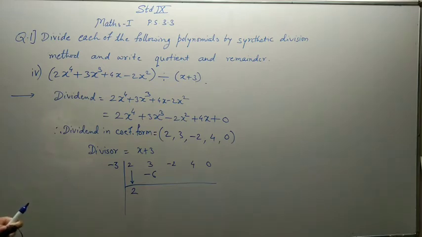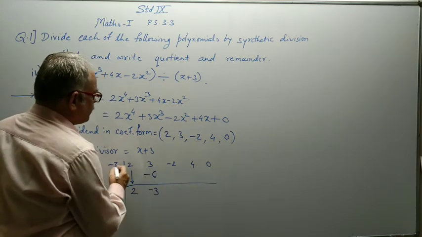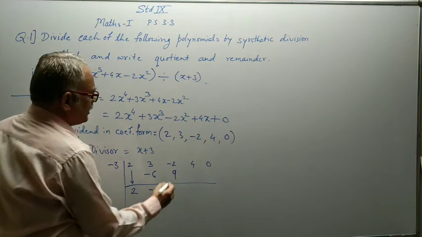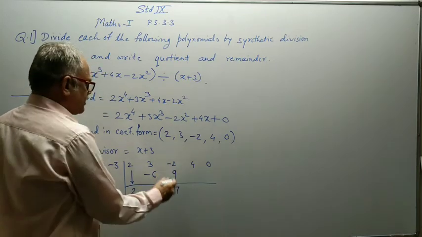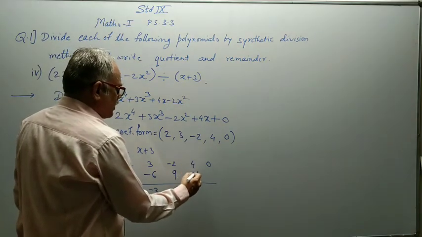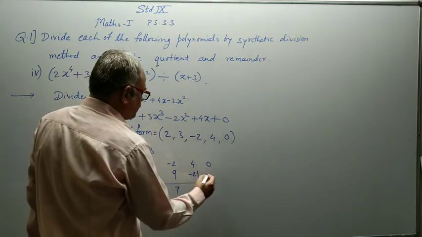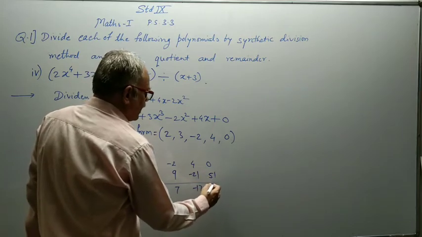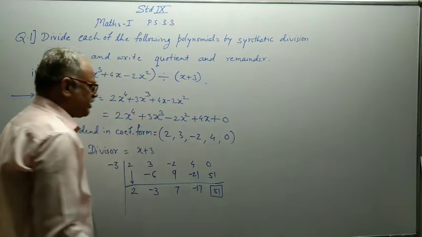2 into minus 3 is minus 6. Then addition of 3 and minus 6 will be minus 3. Minus 3 times minus 3, minus minus is plus 9. Addition of minus 2 and plus 9 is 7. When there are different signs, take the difference and put the sign of the greater number. Then 7 times minus 3 is minus 21. Then 4 and minus 21, addition will be minus 17. Then minus 17 into minus 3 is plus 51. And addition of 0 and positive 51 is positive 51. This last term is the remainder.